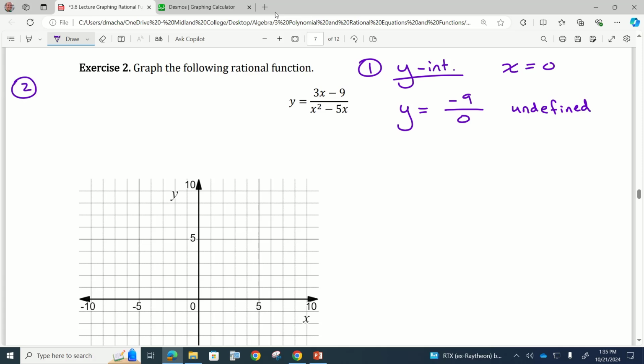Step number 2, we move on and we say, okay, what about my end behavior? Is this a proper or improper rational function?